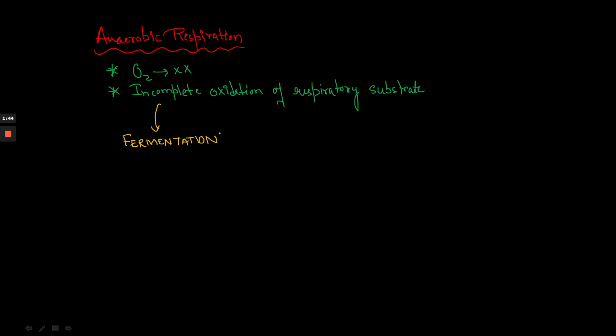So what is the process of fermentation? Fermentation is where respiratory substrates are incompletely oxidized. Now, depending on the products of this fermentation process and in which cell it is occurring, fermentation is actually of two types.